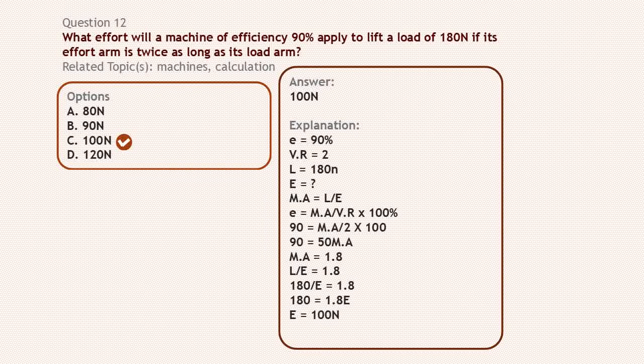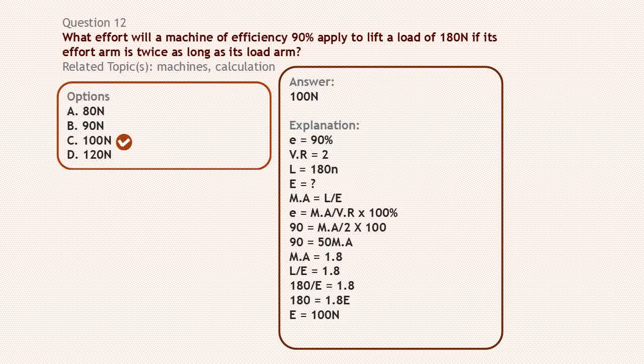So how did we come to conclude that it is 2? The velocity ratio is the distance moved by the effort divided by the distance moved by the load. Now in the question they said the effort arm is twice as long as its load arm. That means that if the load arm is, let's say, 2 for example, the effort arm is twice as long, meaning the effort arm is going to be 2 times 2, it will be 4. If the length of the load arm is 5, then that of the effort arm is going to be 10.